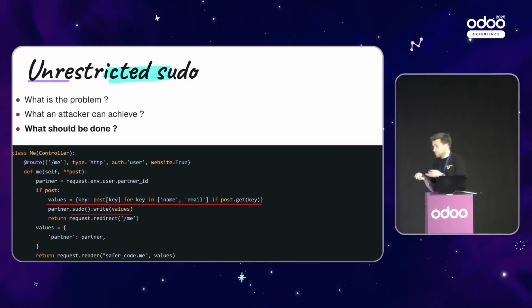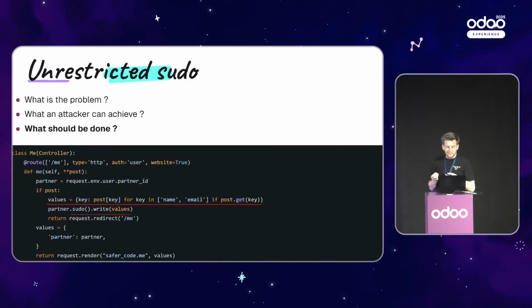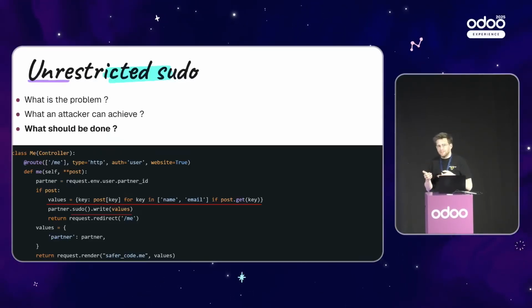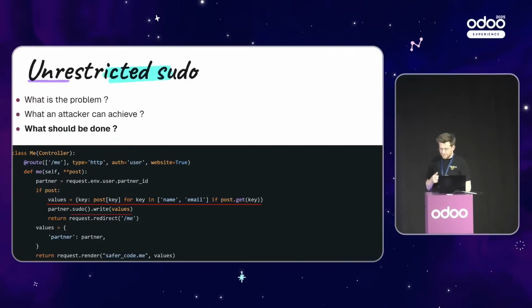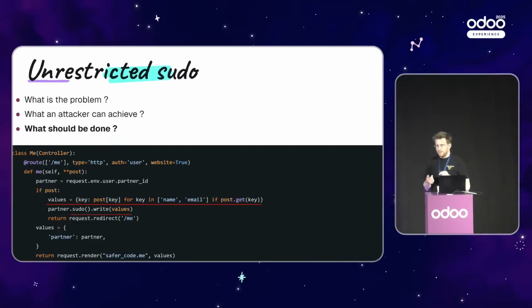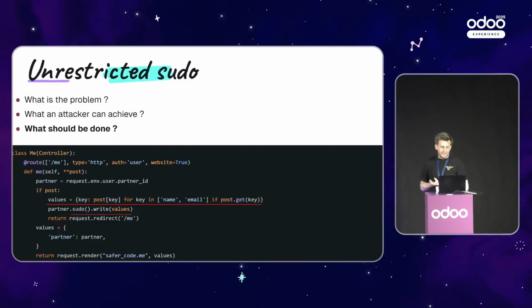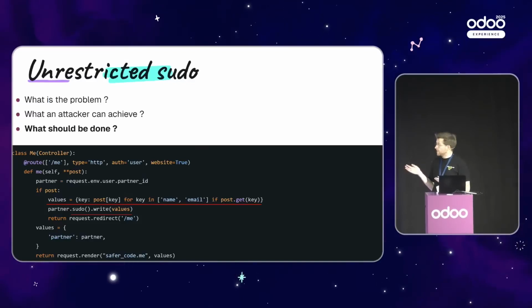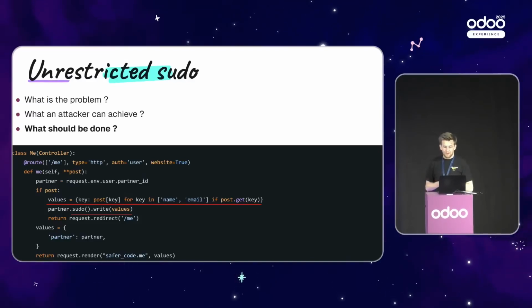What they should have done to prevent that issue is simply that you shouldn't provide arbitrary fields in this case. You should make a whitelist of what the user can write on itself. As soon as you do a sudo write, you might think they cannot pass an arbitrary model, arbitrary fields, arbitrary IDs, and things like this. So in this case, it was missing a whitelist of what the user can write or what the portal can write.